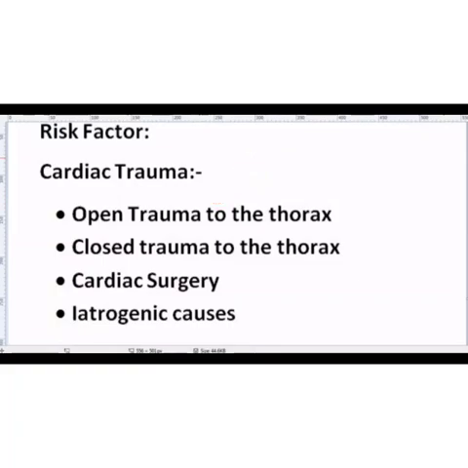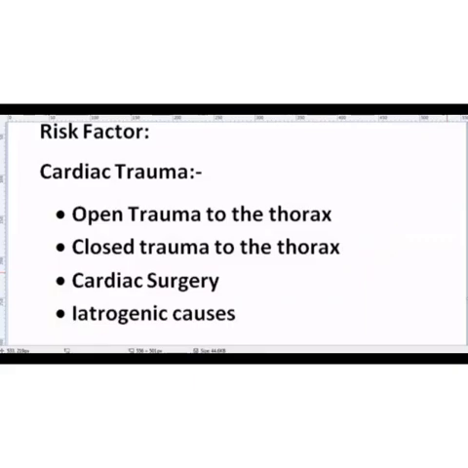Then the second one is closed trauma to the thorax. In the first point, we have already discussed open trauma, which is caused by cuts from sharp instruments or bullets. The second point is the closed one. Here nothing will be pricking the body, but closed trauma may occur by the impact of the chest on the steering wheel during a motor vehicle accident. By that, you will understand the difference between open and closed trauma.